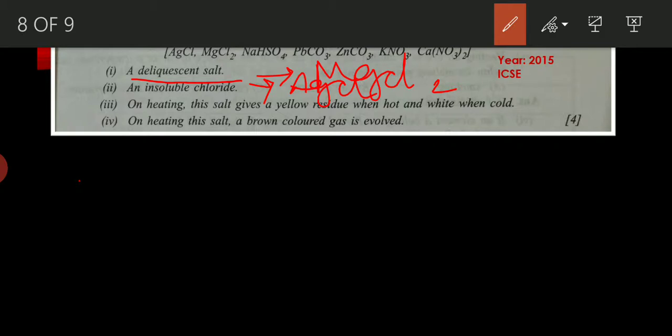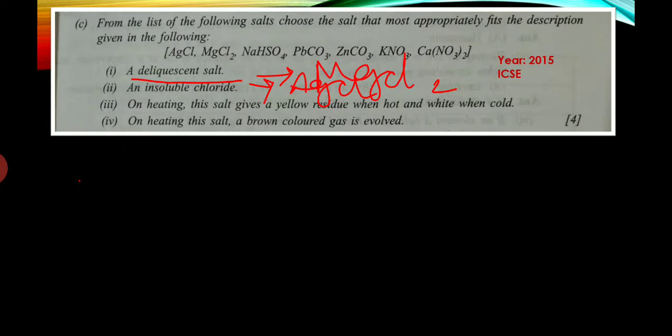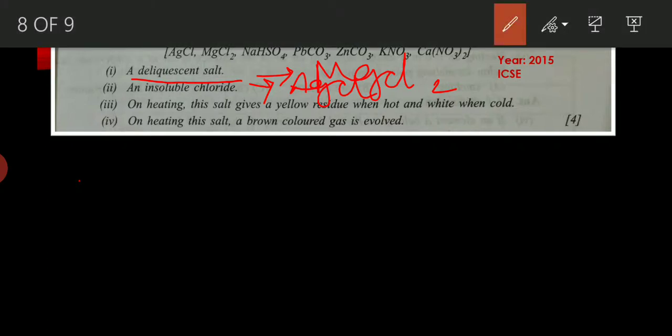Now, the next question. On heating, this salt gives a yellow residue when hot and white when cold. So when we heat a particular salt, it gives a yellow residue, and when it becomes cold, it gives white. Which one will be the correct option? In cold condition, white is zinc carbonate, and in hot condition, it becomes yellow. So this is zinc carbonate, ZnCO3. Clear?